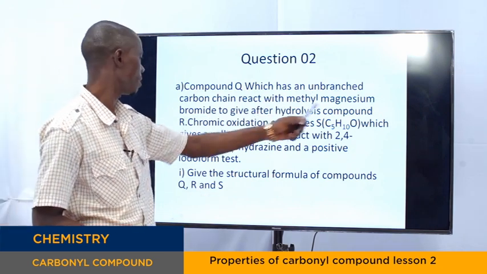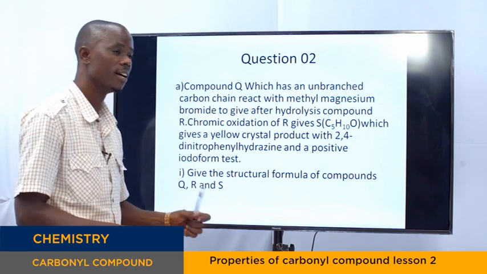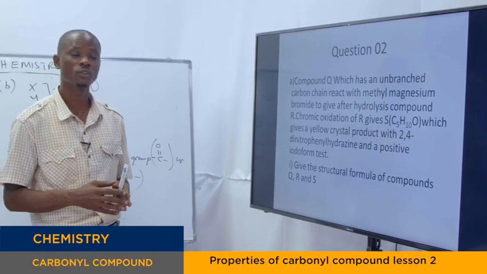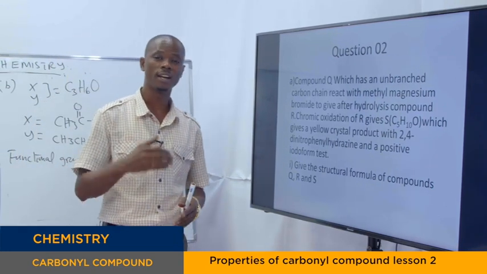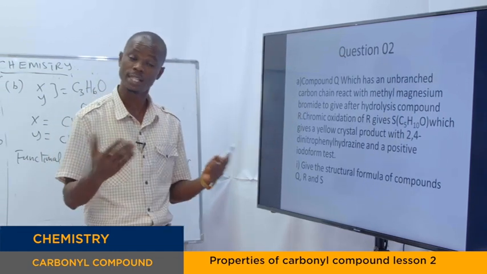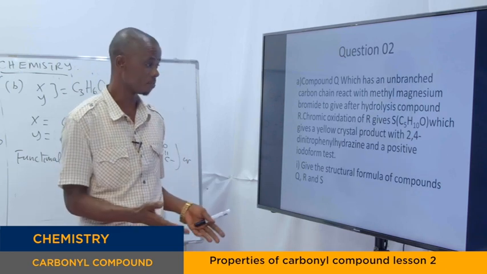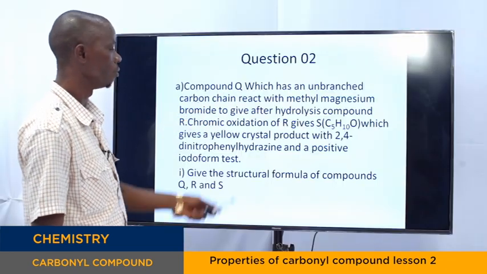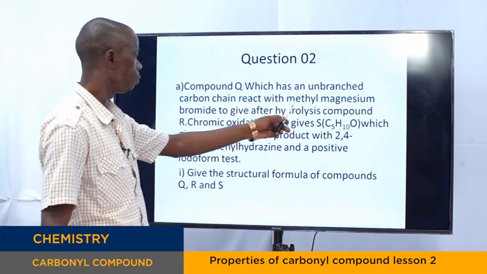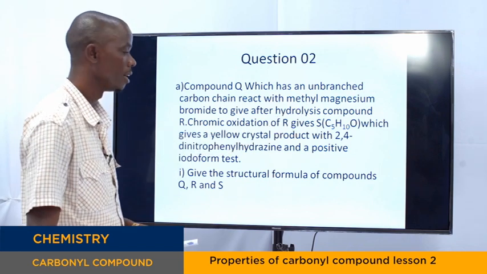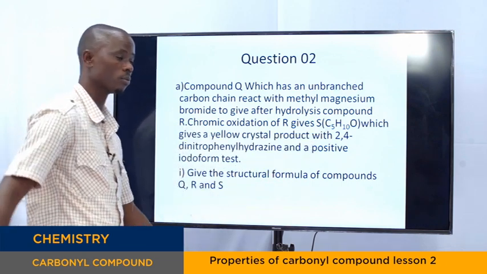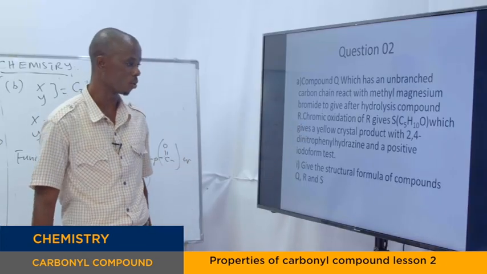It reacts with methyl magnesium bromide and hydrolysis. I'm sure that when you studied about alcohol, one of the preparation of alcohol is the reaction between a carbonyl compound and a Grignard reagent followed by hydrolysis. We get alcohol. That is very simple. So this compound here, Q, is an aldehyde. If it reacts with the Grignard reagent, which contains methyl magnesium bromide, and water, that means hydrolysis is water, we're going to get this alcohol. So R will be alcohol.